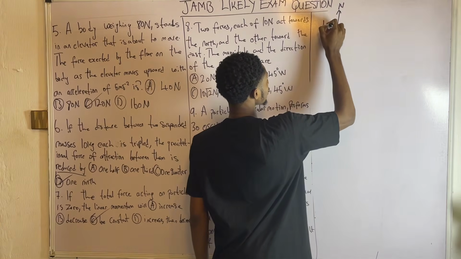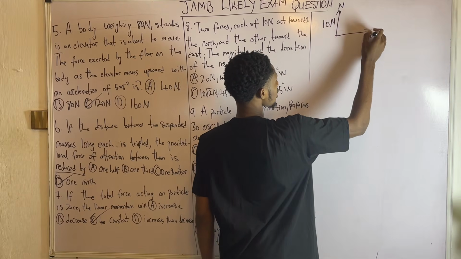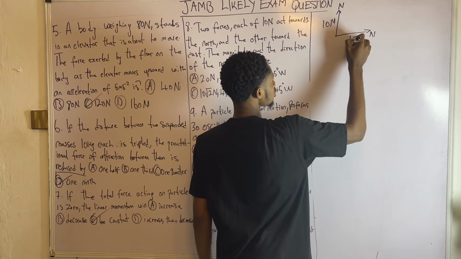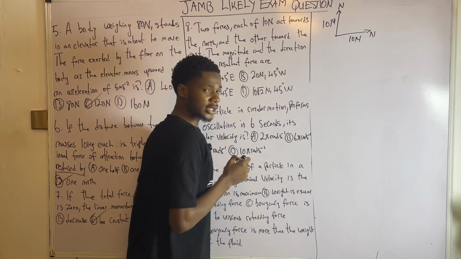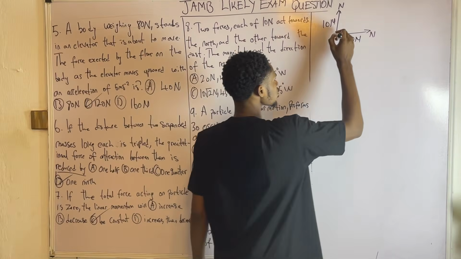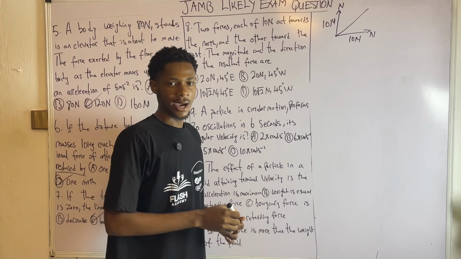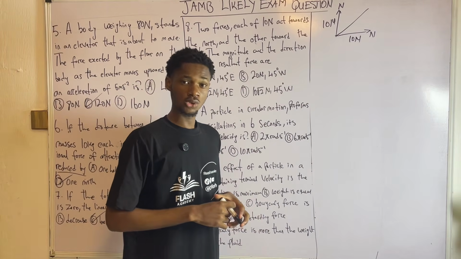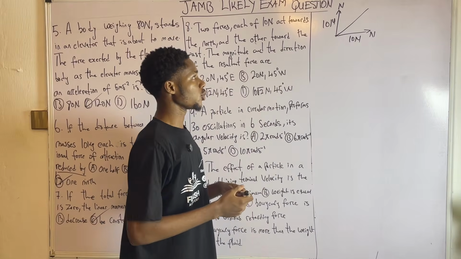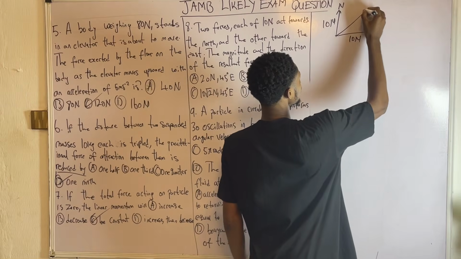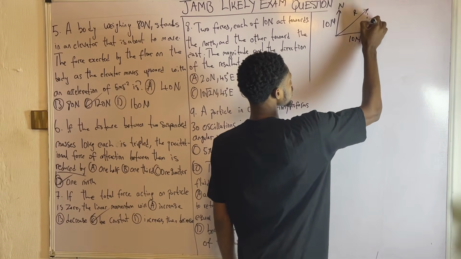So we're having one acting towards the north, 10 newtons, and another one towards the east, 10 newtons. Now they want us to find the resultant. The resultant is always a line drawn from the intersection of the two vectors, right? You can watch my video on vectors, on physics, to understand this one very well. Now this is the resultant. Let's call the resultant R.